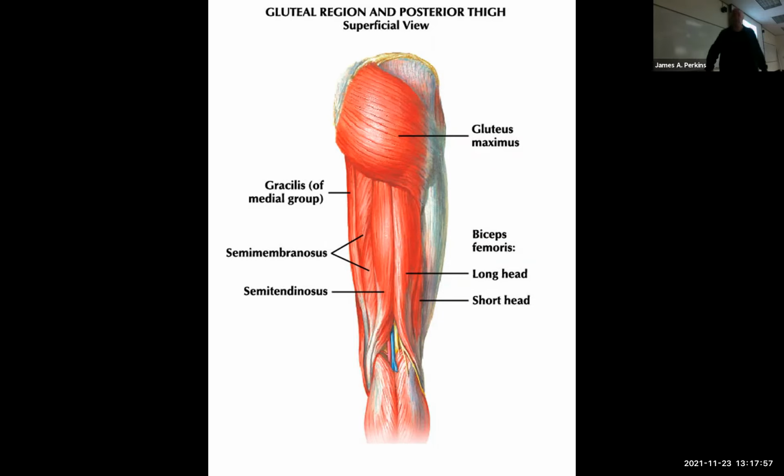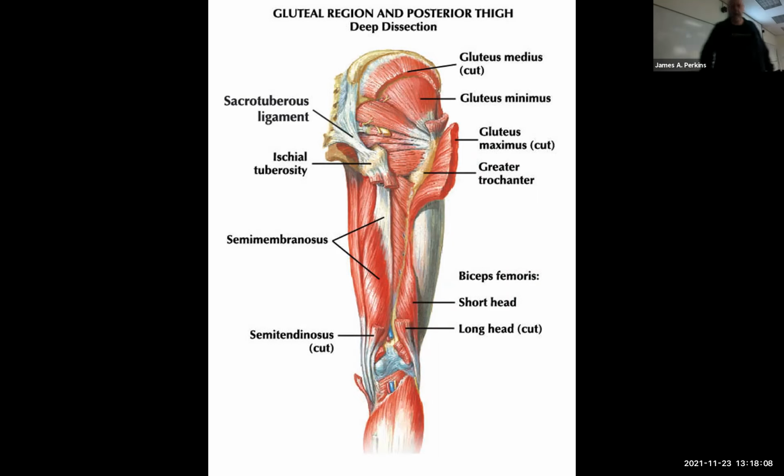So here you just see a little bit deeper dissection into the posterior thigh. You can see that up here is the ischial tuberosity, now exposed. It's visible since the gluteus maximus has been cut away. The long head of biceps femoris has been cut away, revealing a little bit better view of the short head. The semitendinosus has been cut away, revealing that big broad tendon that gives the semimembranosus its name. All right, we already talked about that slide.